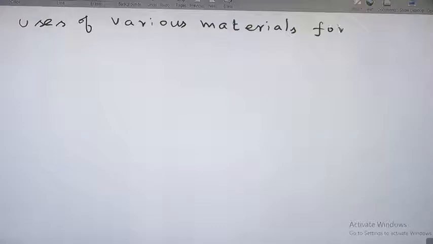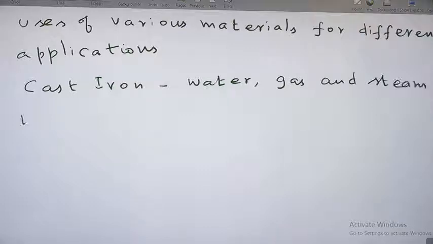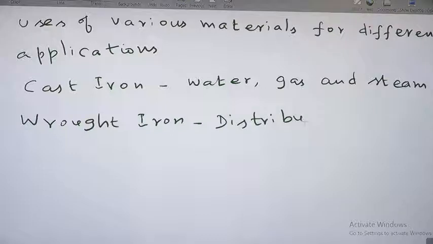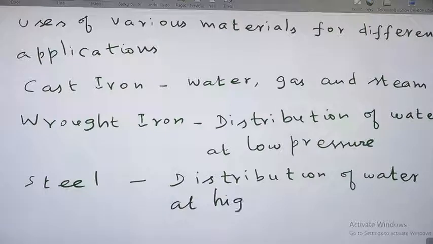Let us see the uses of various materials in various applications. Cast iron pipe is used in water, gas, and steam applications. Wrought iron pipe is used for distribution of water at low pressure. For low pressure applications, it is used. Steel pipeline is used for distribution of water at high pressure. We can also use it for steam and gas.